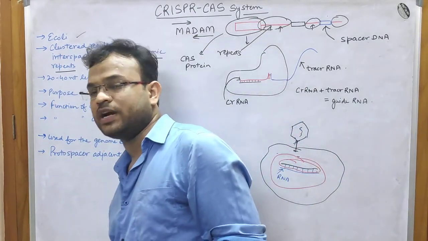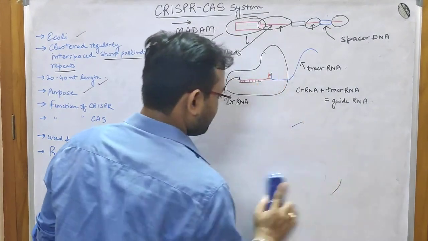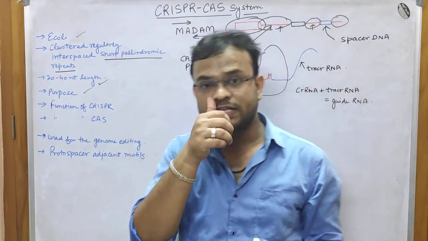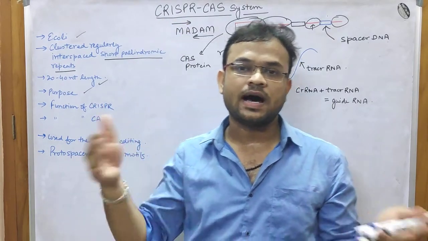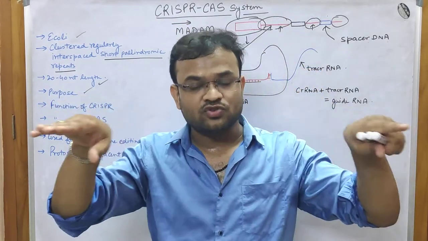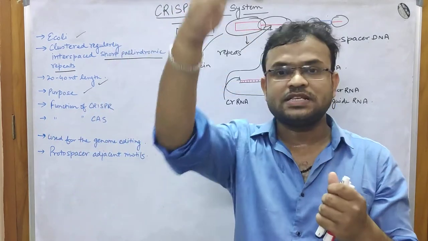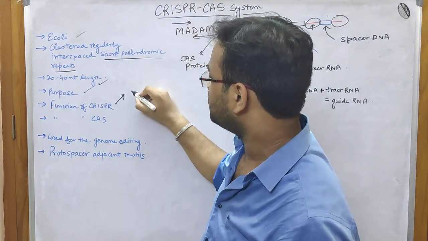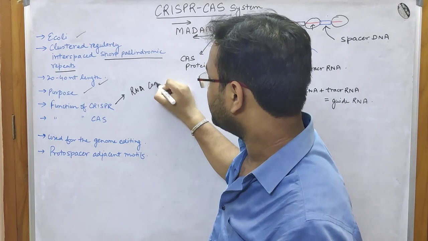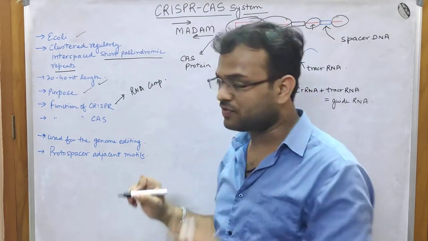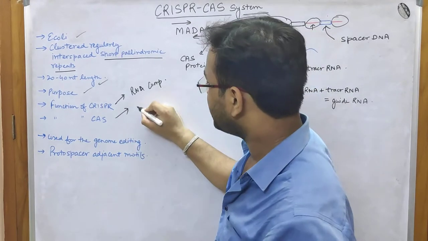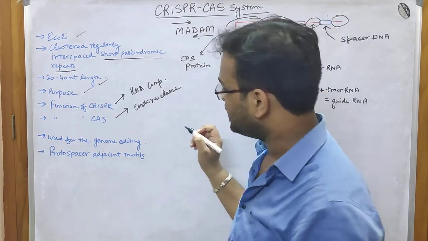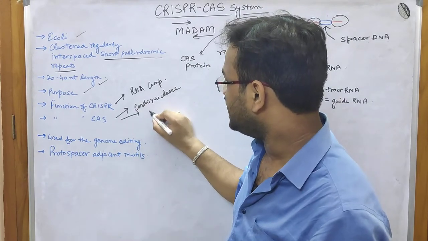Now let us understand it in a different way. The function of CRISPR, I have already told you, is to form the particular RNA which would be complementary to the viral strand, the virus genetic material which will come inside the bacteria. Now coming to the function of Cas, what would be the function of Cas? It would function as an endonuclease as well as a helicase.